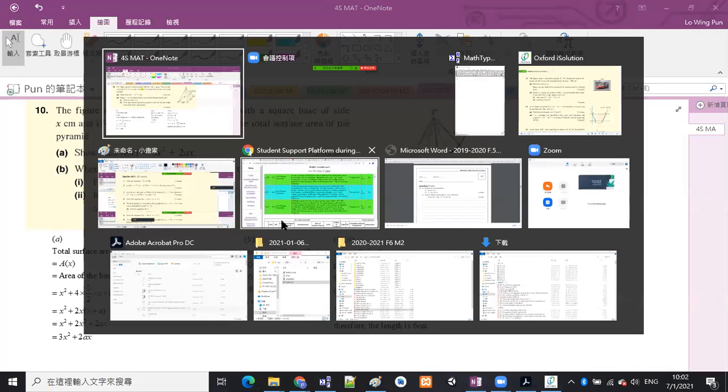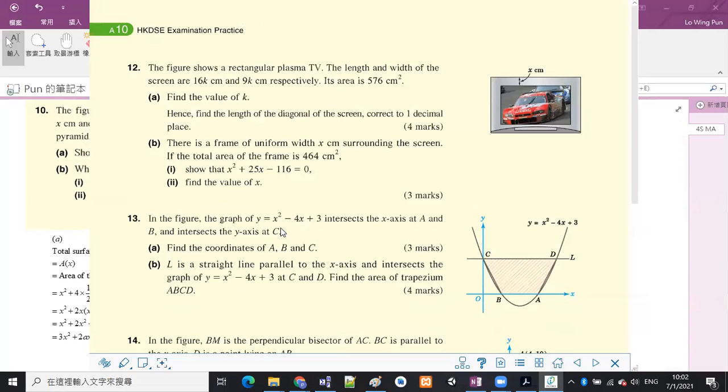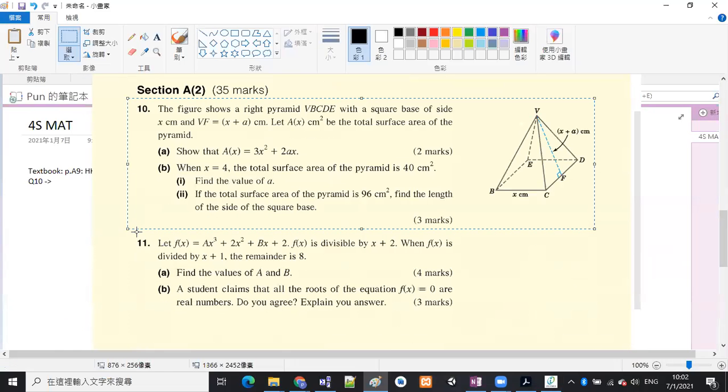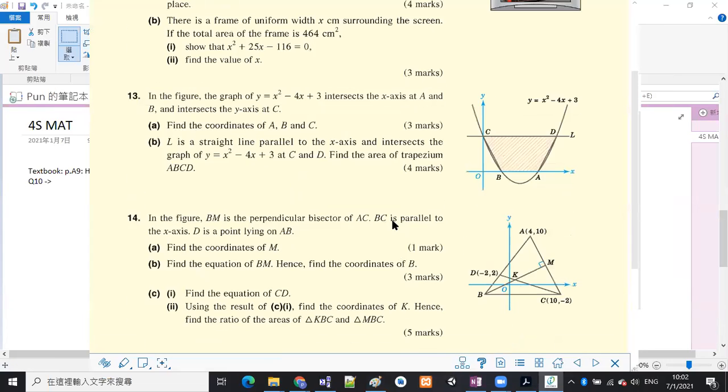So this is question number 10. It's okay. And then number 11. Number 11, we just skip this first, okay? Because this is actually not taught yet, okay? So let's go to number 12.